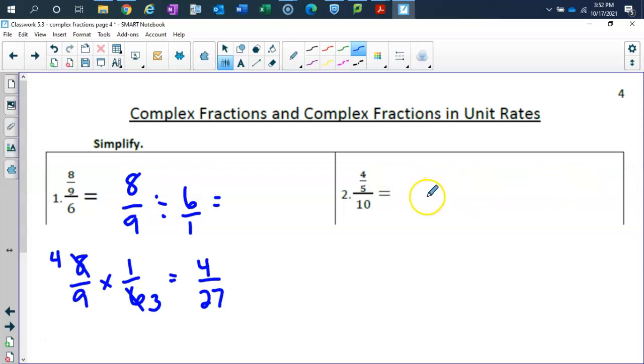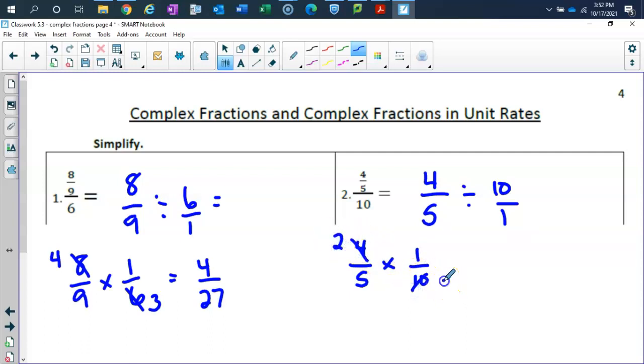Number 2, go. All right, if you're entering it into a calculator, it will be 4/5 divided by 10. Let me show you how to do it by hand. Keep, change, flip this. This is 1/10. These can both be divided by 2. 2 goes into 4 twice. 2 goes into 5 or 10 5 times. Multiply straight across, and I get 2/25. So you're either using a calculator or dividing the fractions by hand, which remember, you keep, change, flip.